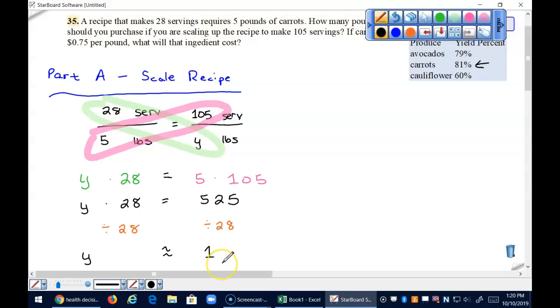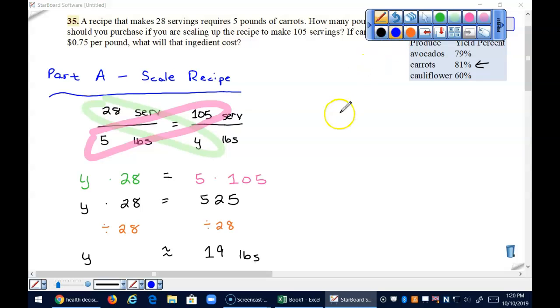Now I'm getting 18.75, so I'm going to round up because I'm shopping. I don't want to risk getting too little of something. So just because I'm making more of the recipe, I need 19 pounds of carrots. Everyone okay with me? Your math agreed with mine? I didn't hit anything wrong?